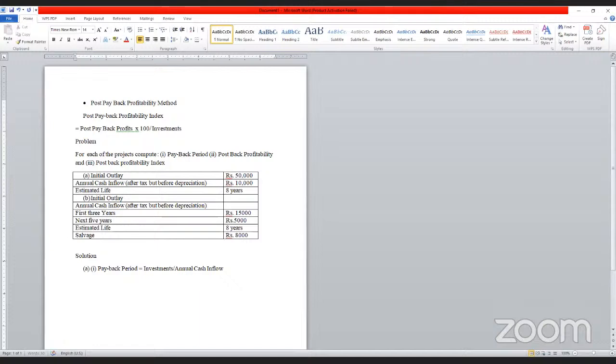So how will we calculate? Investment is how much? For A, investment is 50,000 rupees, divided by annual cash inflow, which is rupees 10,000. That will be 50,000 divided by 10,000, which is 5 years. This is the first one, the payback period. You know about this.